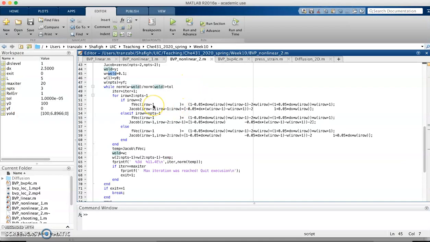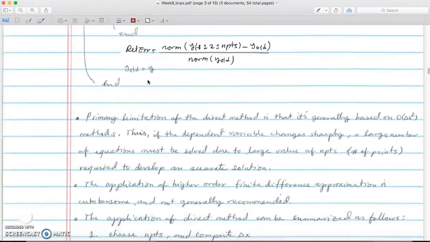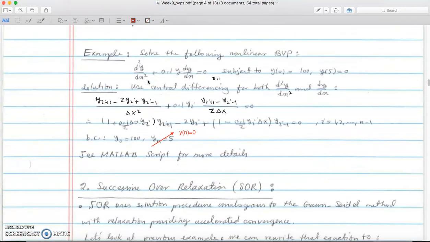So for every f, we have this equation. So this is our f, right? The right side is 0, and the left side is called f. When i is equal to 1, we have this equation where the y index goes from 0 to 1 to 2. And then when i is equal to, let's say, n minus 1, then the y index goes from n minus 2 to n minus 1 and then to n.